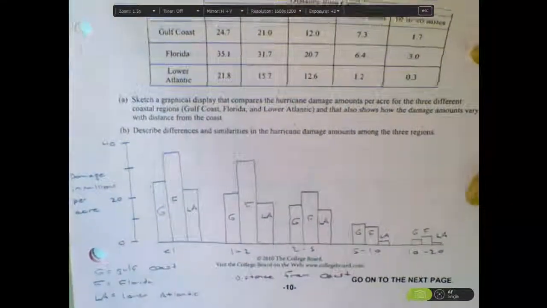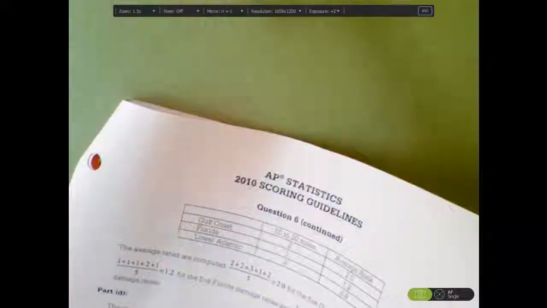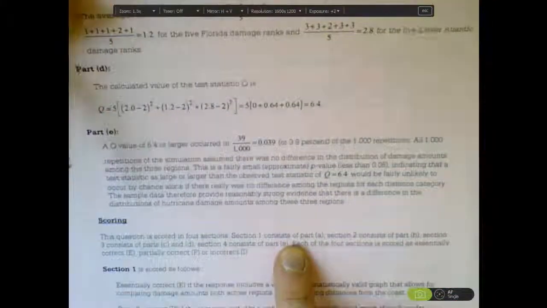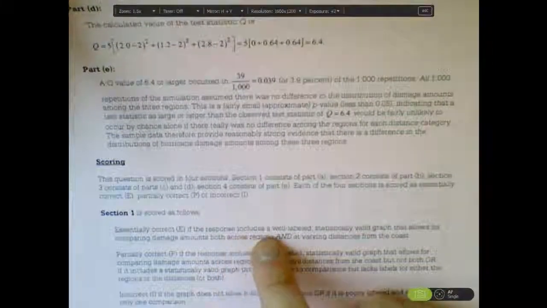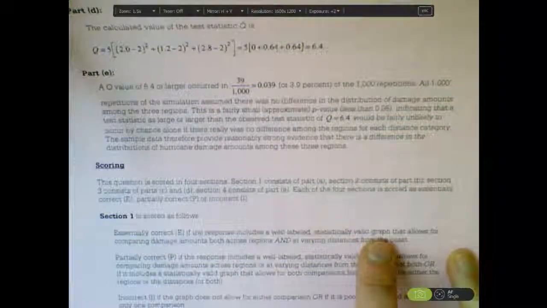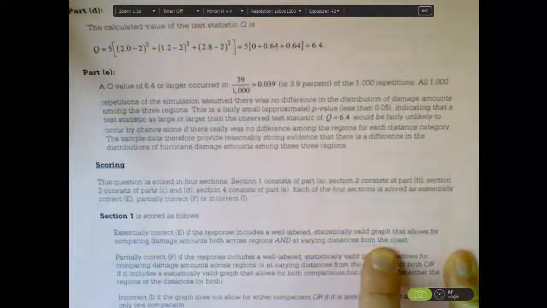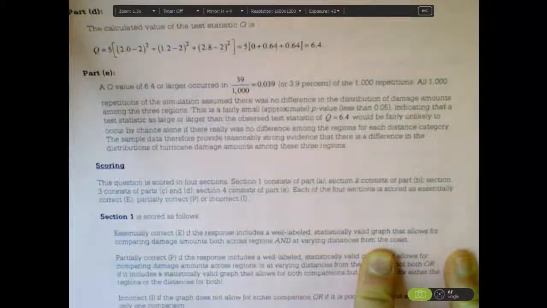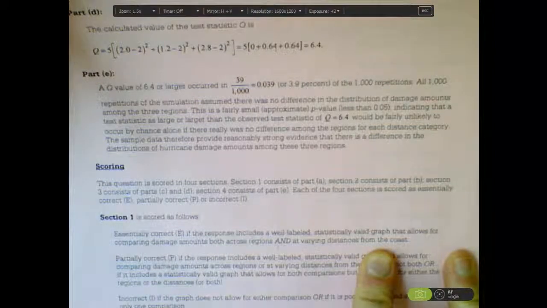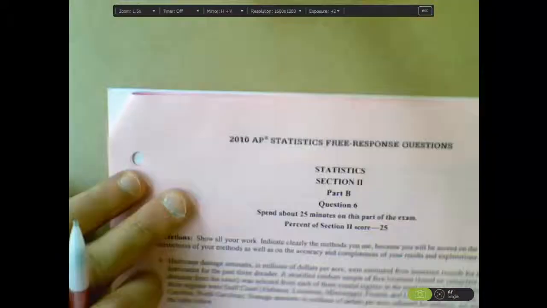So let's take a look at the rubric as far as what I need to earn credit. This is broken up into 4 sections. Section 1 is just part A. It's essentially correct if you have a well-labeled, statistically valid graph that allows for comparing damage amounts both across regions and at varying distances from the coast. I believe a line plot would be appropriate here as well as histograms. A segmented bar graph would not work. It's not a bar graph, and there's no way to segment these.